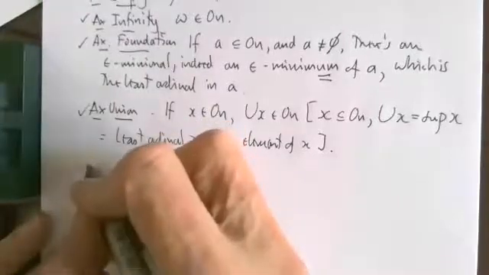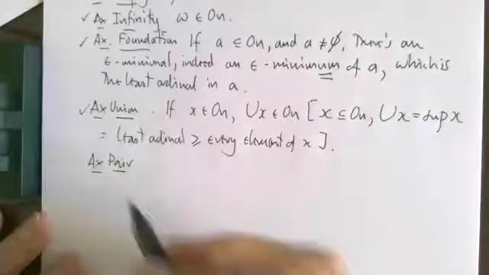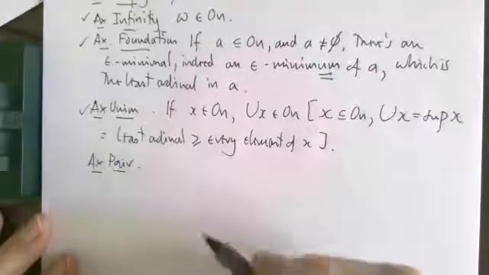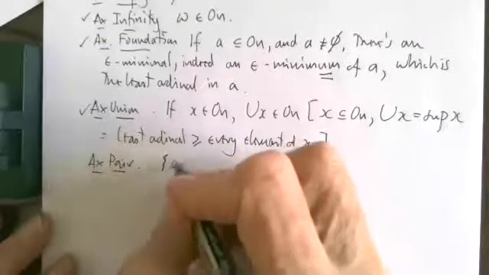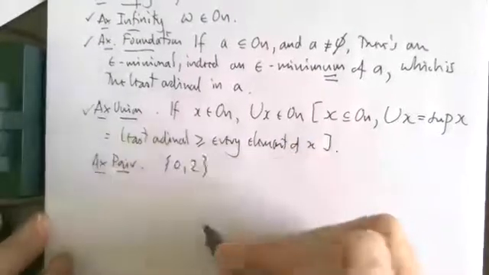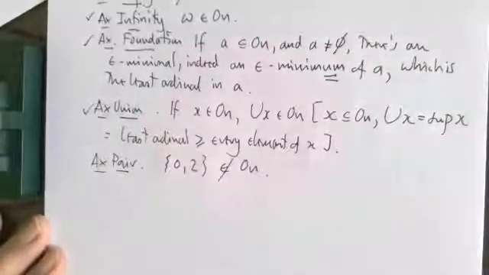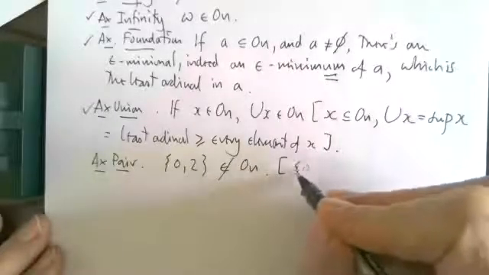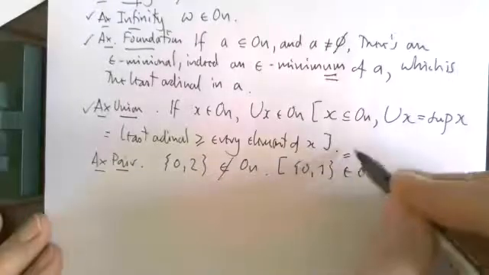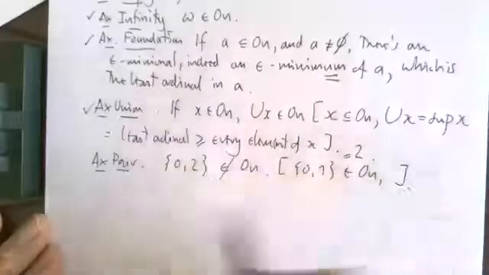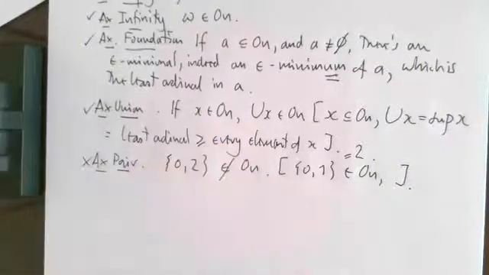But then some simple axioms fail. Axiom of pair. Okay. This isn't going to hold. 0, 2 here, this is not in ON. 0, 1, this is in ON because it's 2. But 0, 2 is not in ON. Right? So this fails.